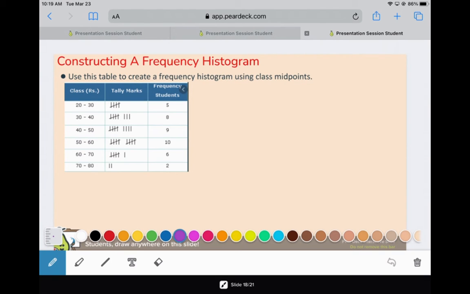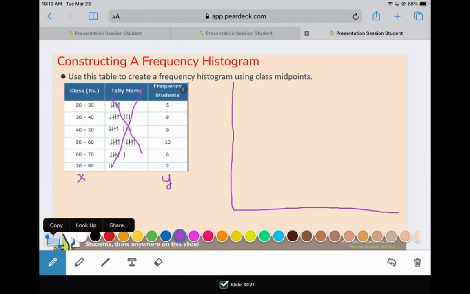So let's say I have this table, and I want to construct a frequency histogram. Remember, I'm not going to worry about the tally, because the tally and the frequency are saying the same thing, nothing different. The classes represent the horizontal, or the x-axis, and the frequency represents the vertical, the y-axis. So I'm going to construct the frequency histogram. I'm going to draw this.